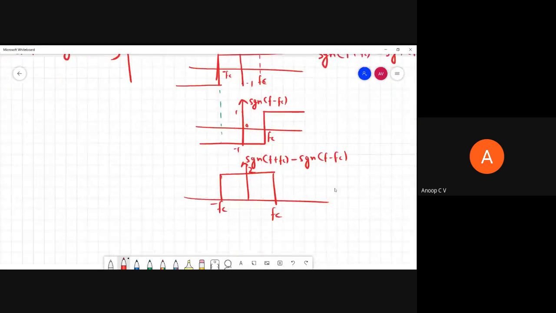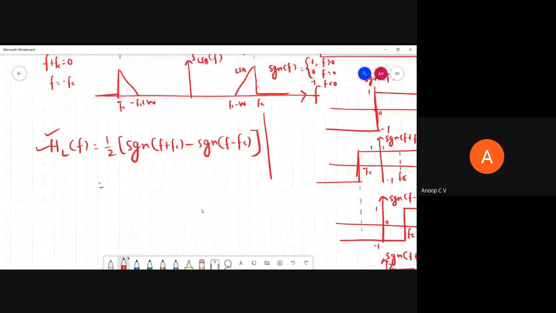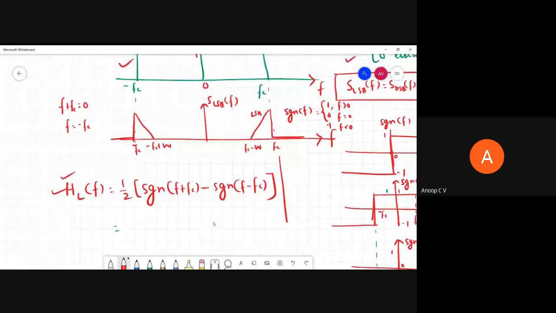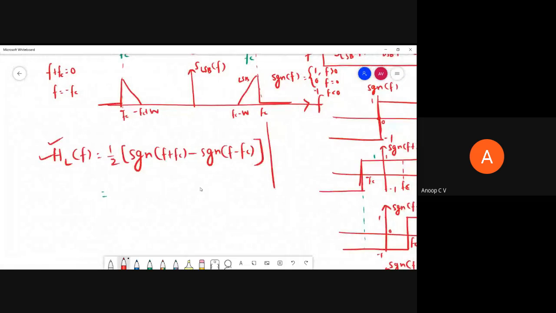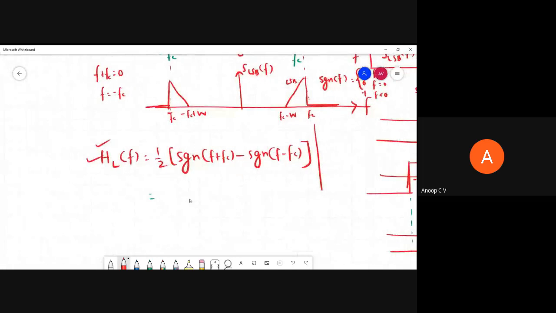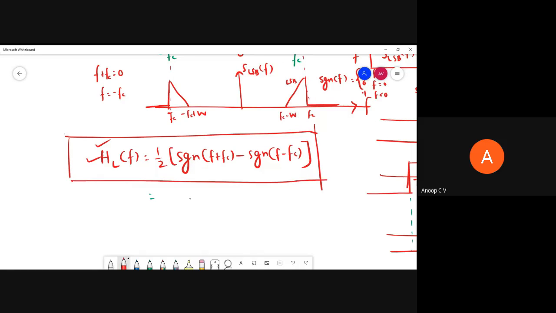The signum of f plus fc minus the signum of f minus fc will be 2 from minus fc to plus fc. But for us to get the desired HL of f, I should scale this by half, right? So this is our desired HL of f. You have to appreciate it, because we have verified it.